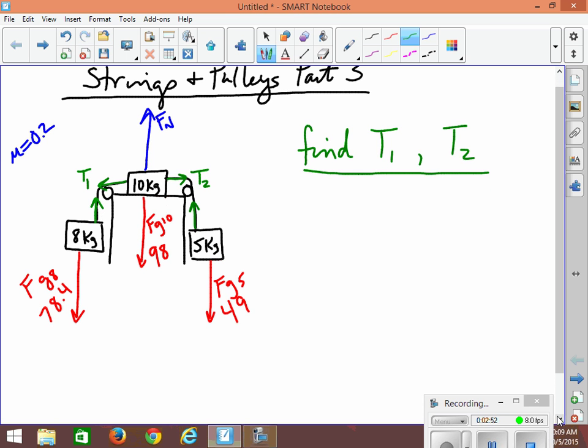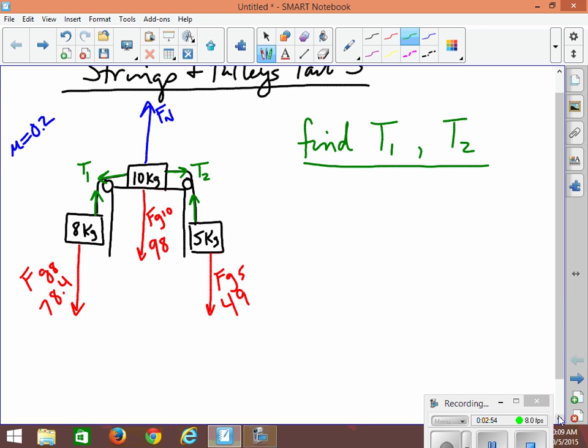What we said in the previous video was we would consider the entire system first. So our first step is to look at the entire system and see if we can find out something about how it's accelerating.